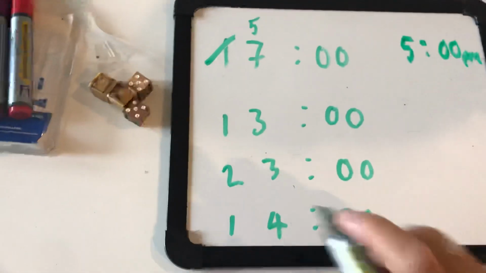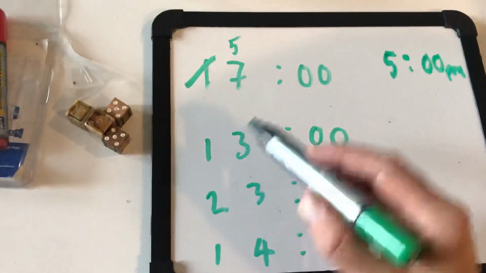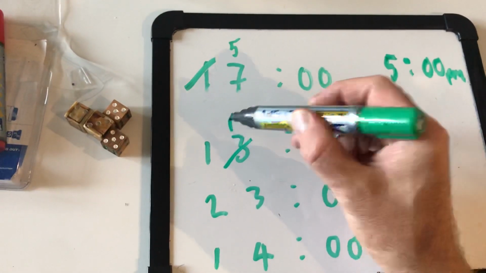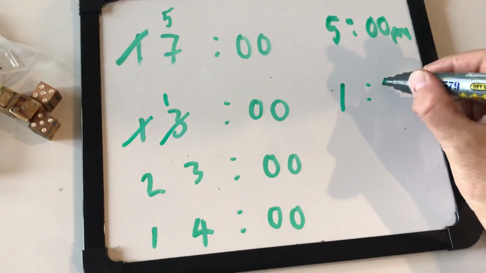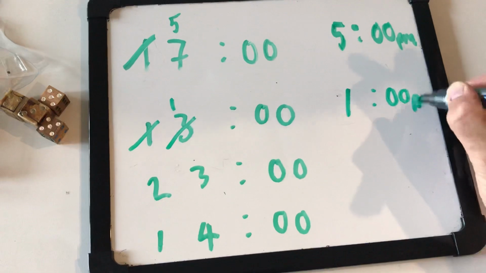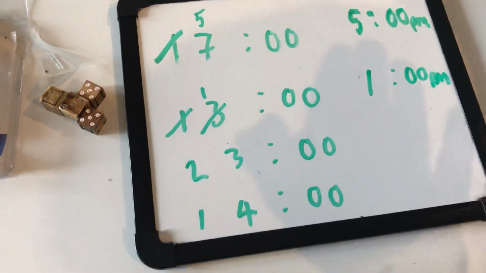Good. Same goes for 1300 hours. What do we do? 1 o'clock. So we take off the 2, which is 1. Get rid of the 1 afterwards. So it's 1 p.m. Okay, 2300 hours. Okay, careful this time.